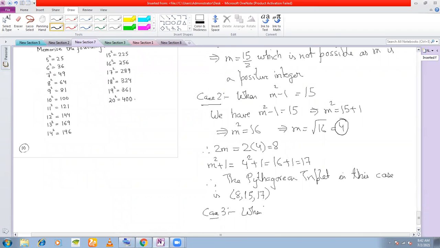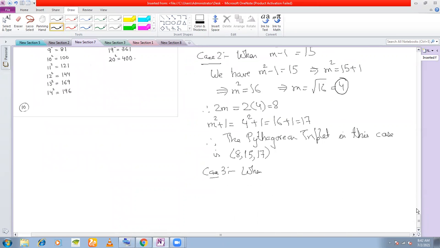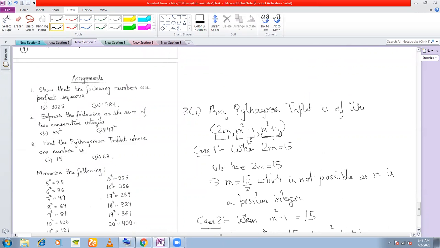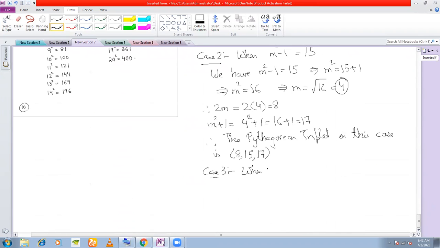Okay, sir. So now next we consider this case when m squared plus 1 is equal to 15. When this is equal to 15, then what happens? Sir, we have got the answer. So why will we do case 3? Because you can get another triplet here. Who knows? Sir, if we get one more triplet here, we will write both as answer. Yes.